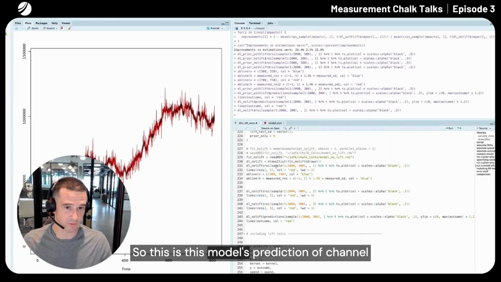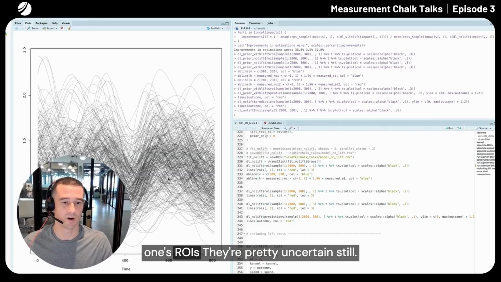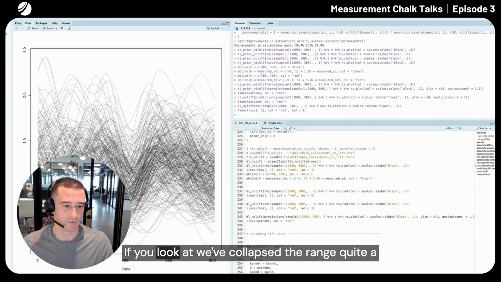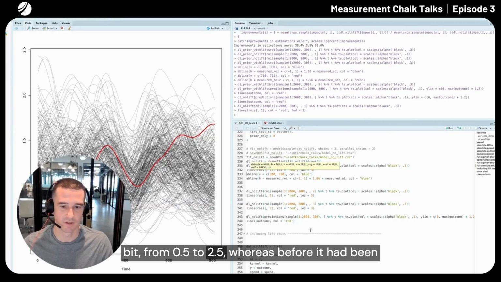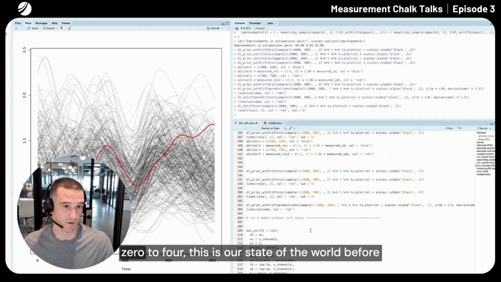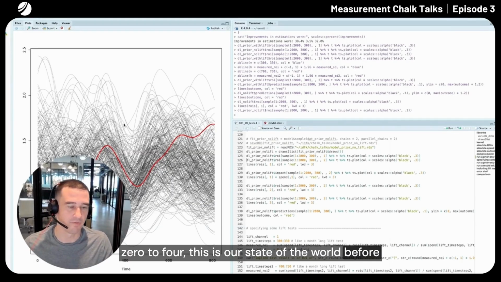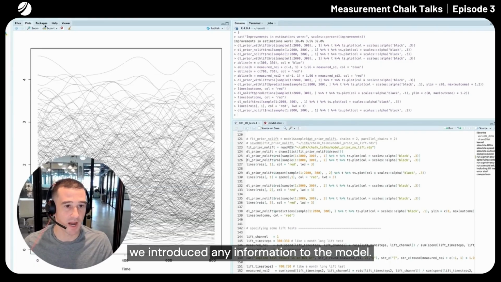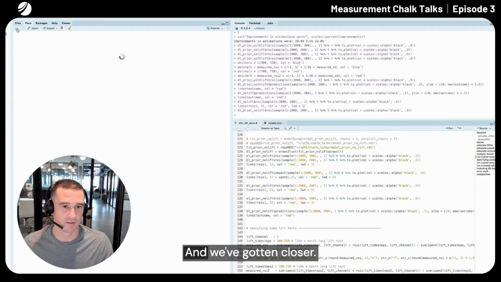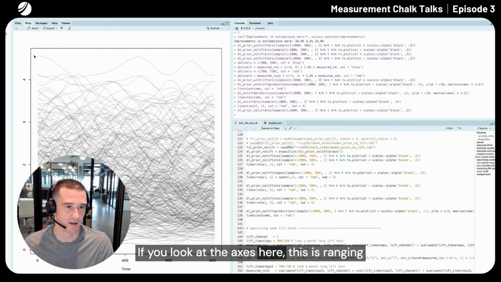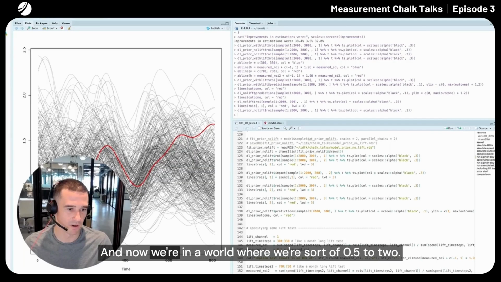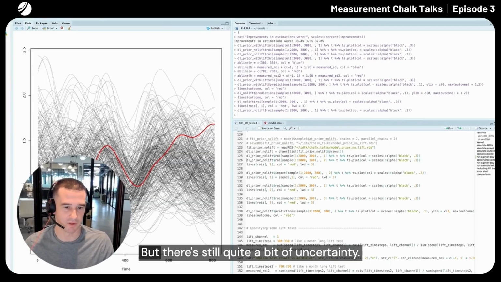So this is this model's prediction of channel one's ROIs. They're pretty uncertain still. If you look at the range, we've collapsed the range quite a bit from 0.5 to 2.5, whereas before it had been 0 to 4, right? So this is our state of the world before we introduced any information to the model, and we've gotten closer. If you look at the axes here, this is ranging from above 4 down almost to 0, and now we're in a world where we're sort of 0.5 to 2. So we've learned a lot about the channel, but there's still quite a bit of uncertainty.